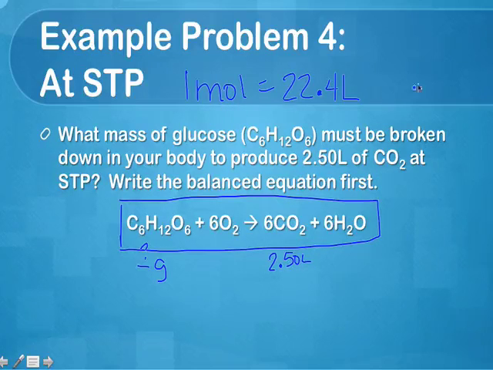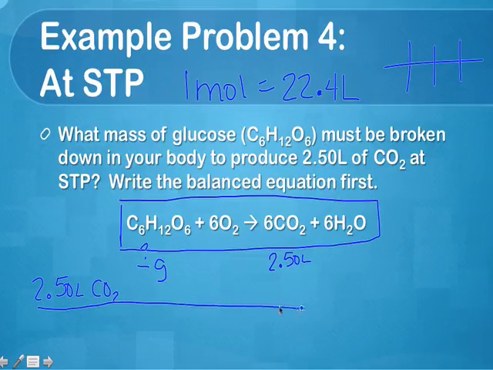Because this is at STP, all we're going to do is just one big stoichiometry problem. So I'm going to start with the 2.50 liters of CO2. Since I'm in liters, the first thing I want to do is get to moles so that I can do regular stoichiometry after that. So the liters to moles, that's where this relationship right here comes in. The 22.4 liters of CO2 is the volume of 1 mole of CO2.